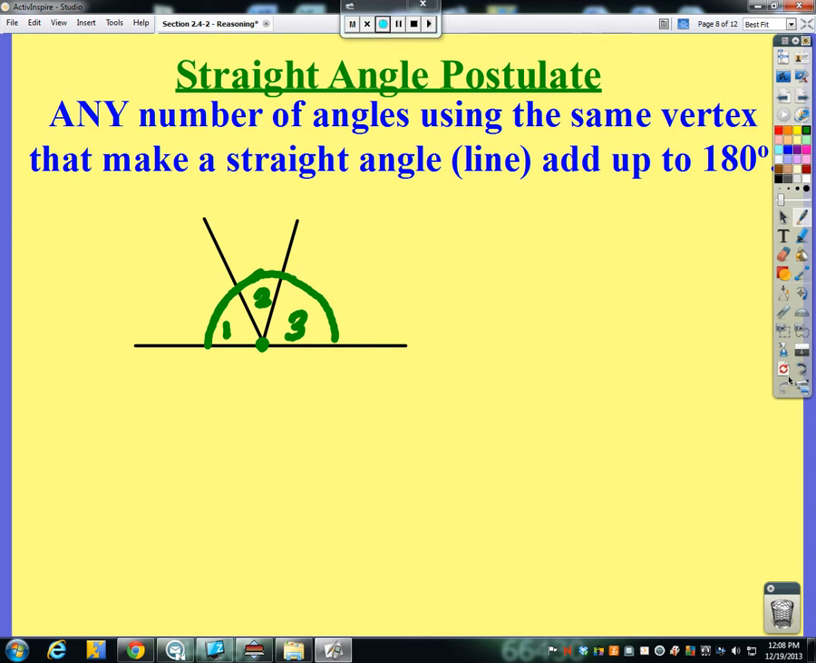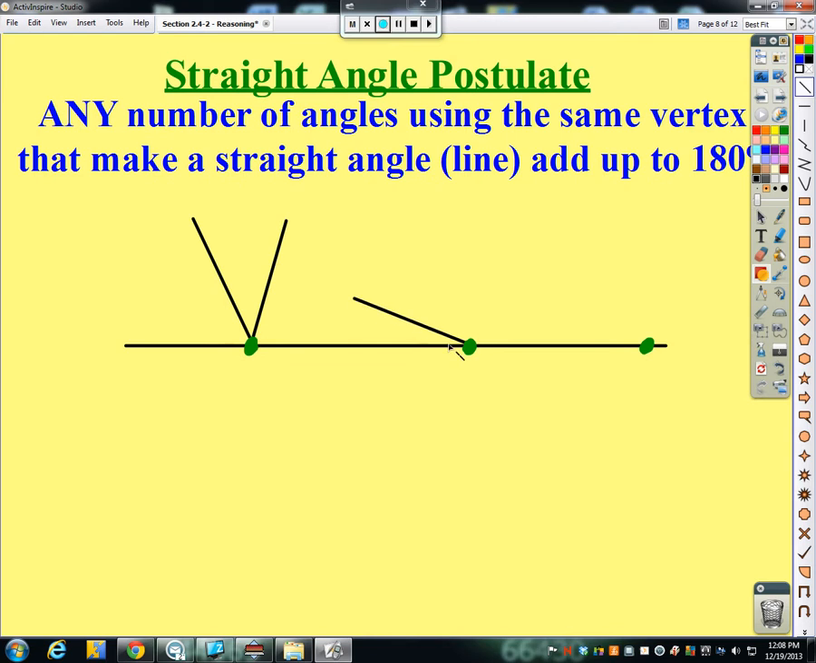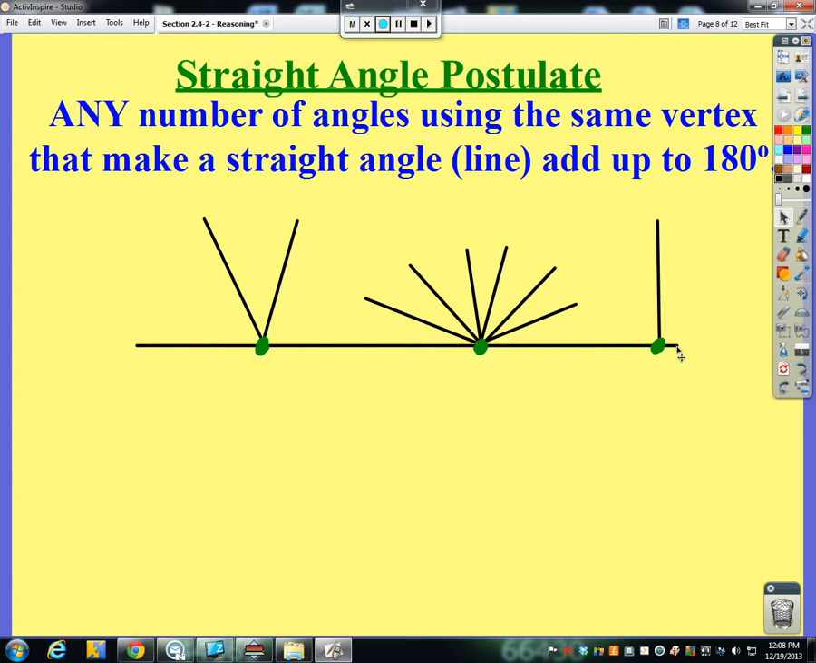Now a very common misconception is, let me extend this line a little bit longer, if I have multiple vertices on the same line. Let's say I have 3 vertices. Let's make this one have lots of rays coming out from that one vertex, and let's just have this one have 1. Okay, so if I had angles 1, 2, 3, 4, 5, 6, 7, 8, 9, 10, 11, and 12.